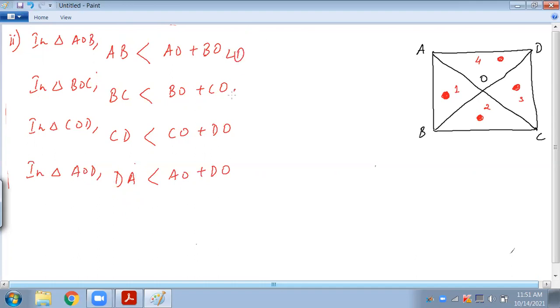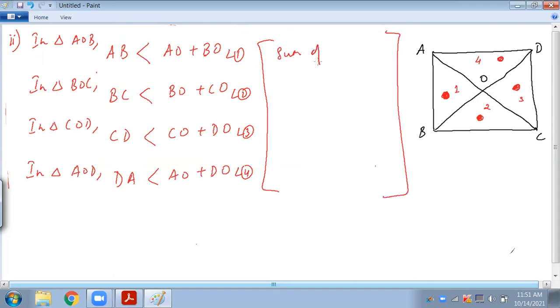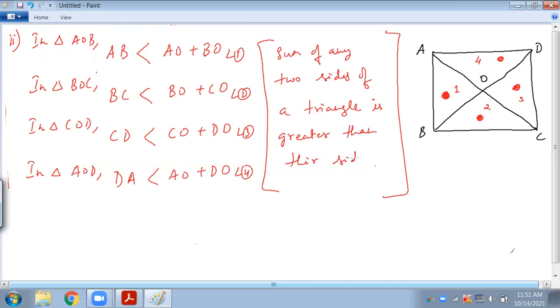Now we can mark it 1, 2, 3, 4. And the reason will be the same for all of these, so we can write it together. The reason: the sum of any two sides of a triangle is greater than the third side. Now what are you going to do? We'll add these four equations.